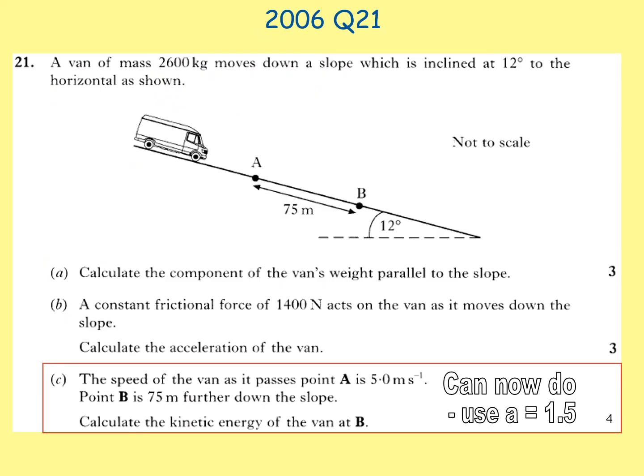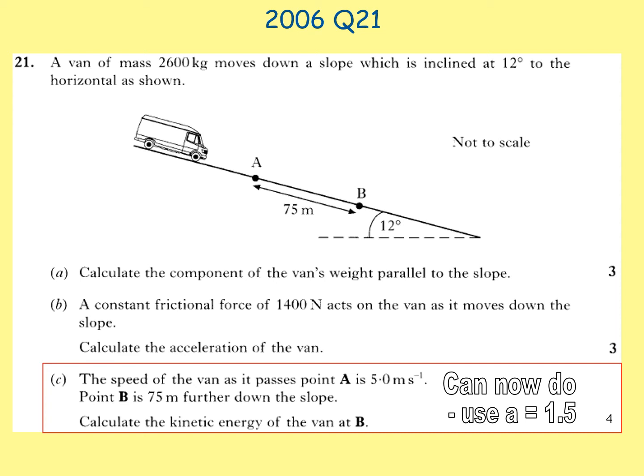A van of mass 2,600 kilograms moves down a slope which is inclined at 12 degrees to the horizontal as shown. We saw this example a few lessons ago, and we can now do part C. The speed of the van as it passes point A is 5 meters per second. Point B is 75 meters further down the slope. Calculate the kinetic energy of the van at B.